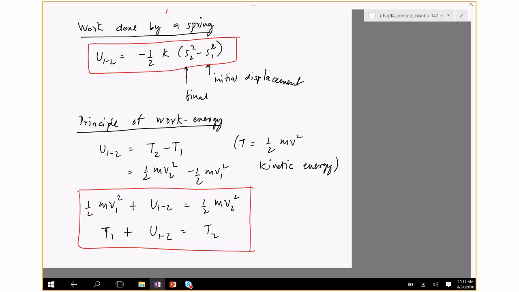Okay, so let's apply this principle, T1 plus U12 equals T2, and solve problems. In order to find U12, you need to use one of those two expressions I wrote down earlier.